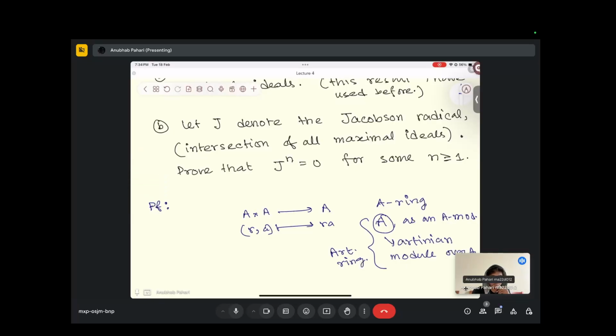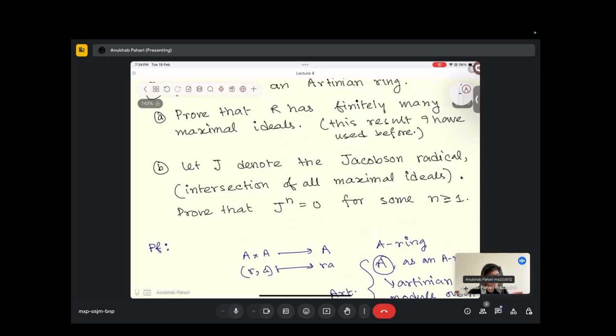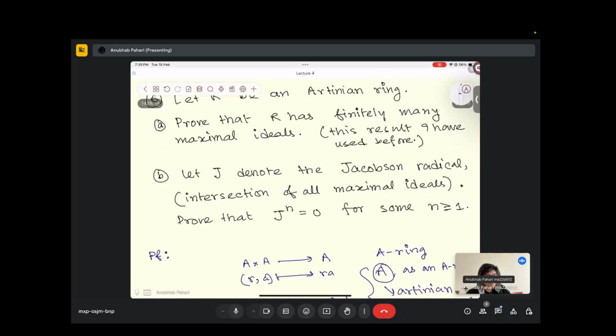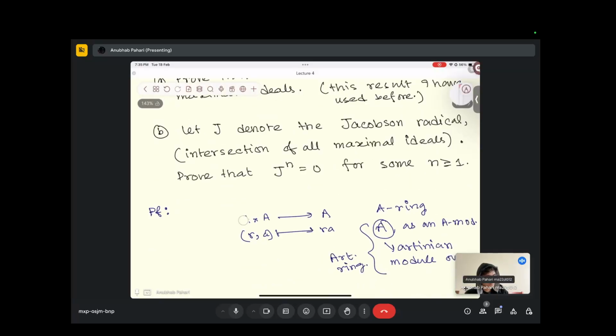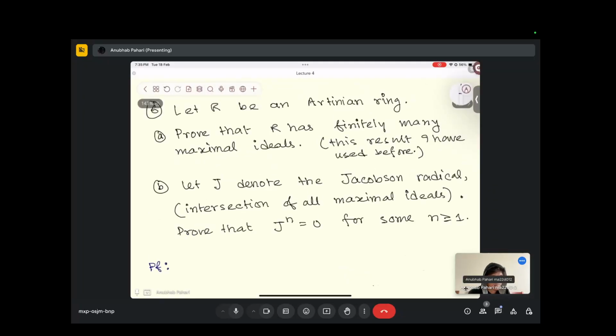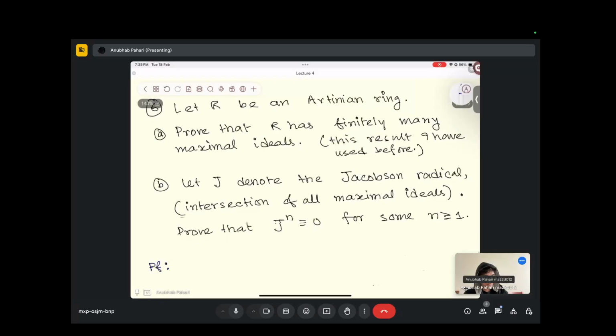Now, we know what a maximal ideal is: a proper ideal which is a maximal element in the set of all proper ideals. And the Jacobson radical, which I have just explained, is the intersection of all maximal ideals. When you take it to the power n, you are taking all the powers. If it is okay, I am erasing this. Okay, let's start the proof.